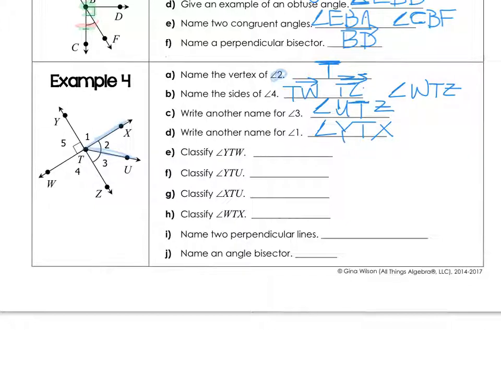Classify YTW. See the hat? So it's a right. YTU, it's greater than 90. XTU, it's less than 90. WTX, it makes a straight line.